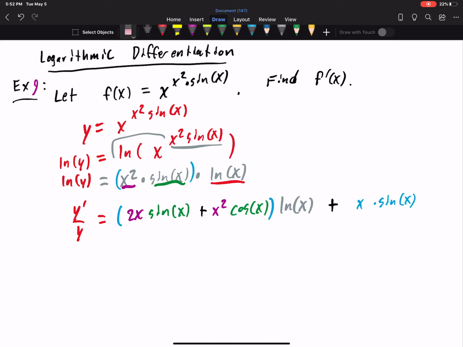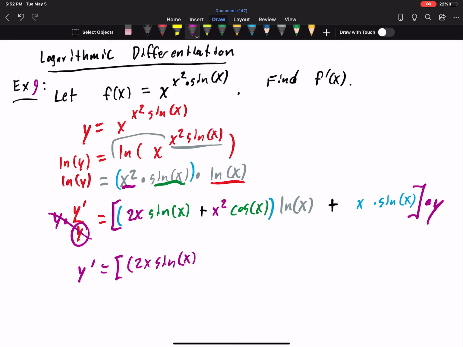So what we're going to do now is multiply both sides by this y. Multiply both sides by y. Put a big box around this thing on the right-hand side. So then I get some nice cancellation. Then I have big old box. So I have 2x sine of x plus x squared cosine of x times natural log of x plus x sine of x. Man, this is nasty.